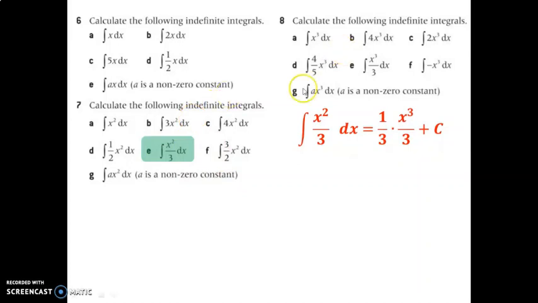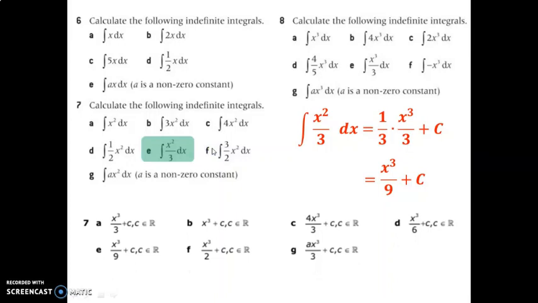So the rule again is we're going to raise this power by 1, so x squared becomes x cubed. And now we multiply by 1 over the new power, 1 over 3. So we have 1/3 times x cubed over 3. Notice on the bottom we have a 3 and a 3. Those will become 9 when you multiply. So we have x cubed over 9 plus c. Great. Try the remaining problems in question 7.